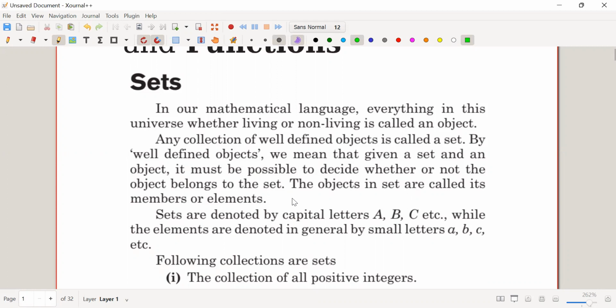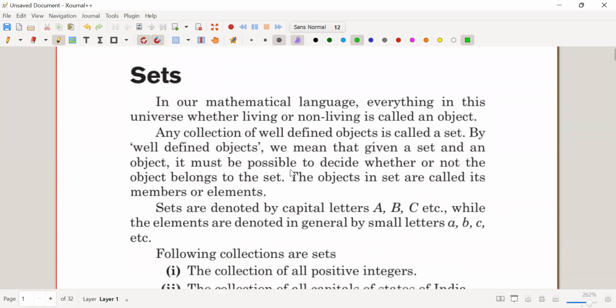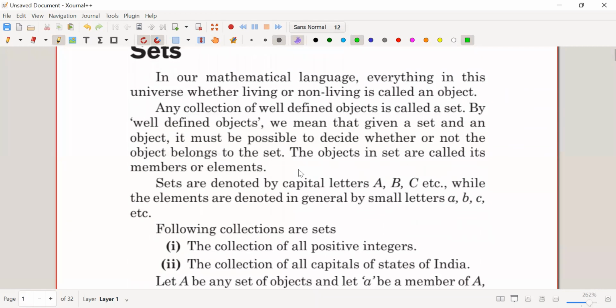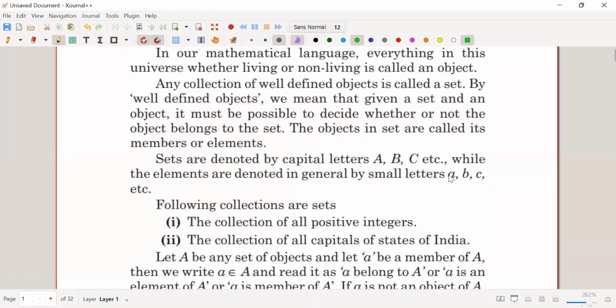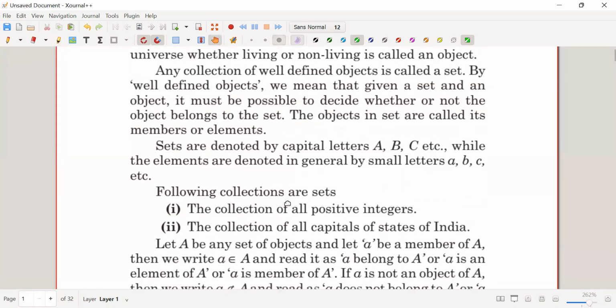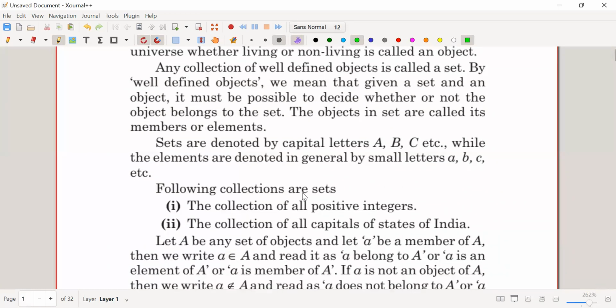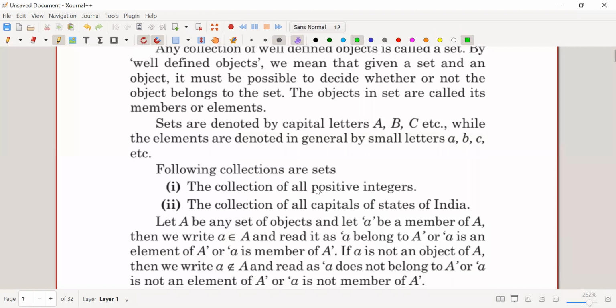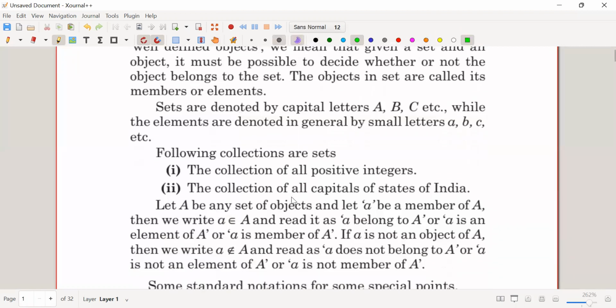The objects in the set are called its members or elements. Sets are denoted by capital letters A, B, C, etc., while the elements are denoted in general by small letters a, b, c, etc. Following collections are sets: the collection of all positive integers, the collection of all capitals of states of India.